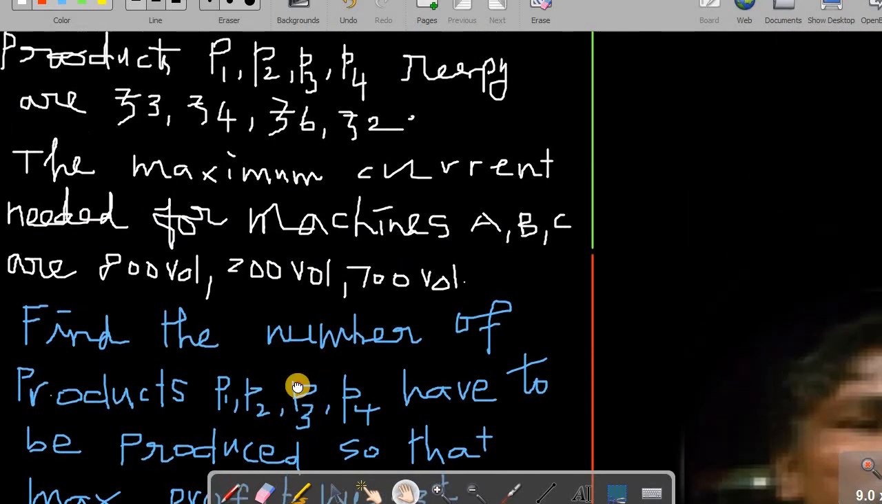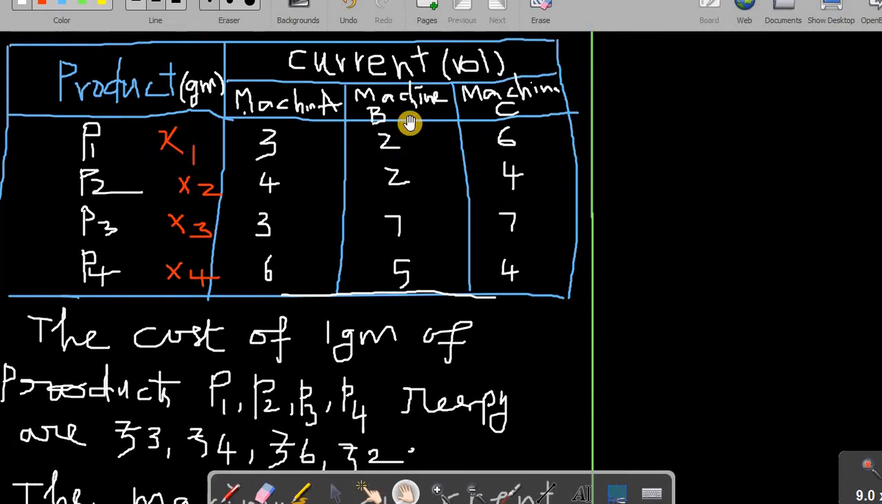In the same way, come to the second machine. For the second machine, if you multiply this 2 volts by how many products we are making from the first product, then 2 into x1 will give you the total consumption of the current for product 1 by machine B. If you multiply 2 by x2, that will give you the total current consumption for the second product under machine B. 7 into x3 will give you the total current consumption for product 3 under machine B, and 5 into x4 will give you the total consumption of current for product 4 by machine B.